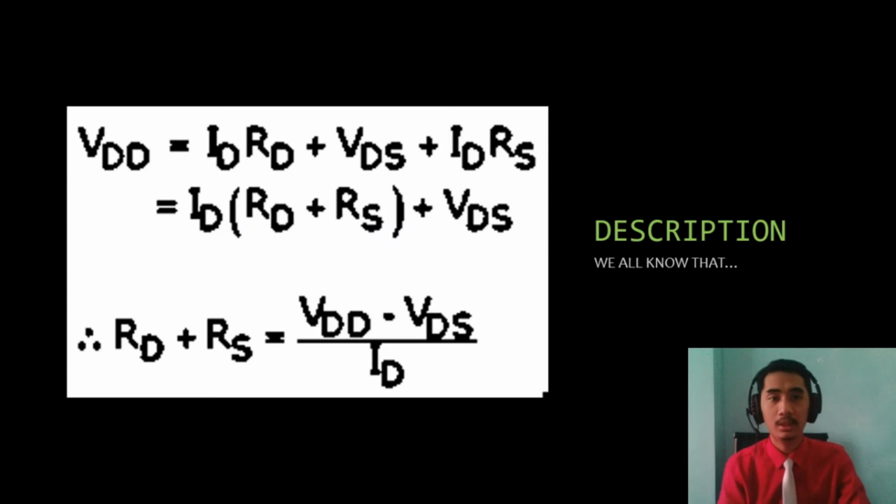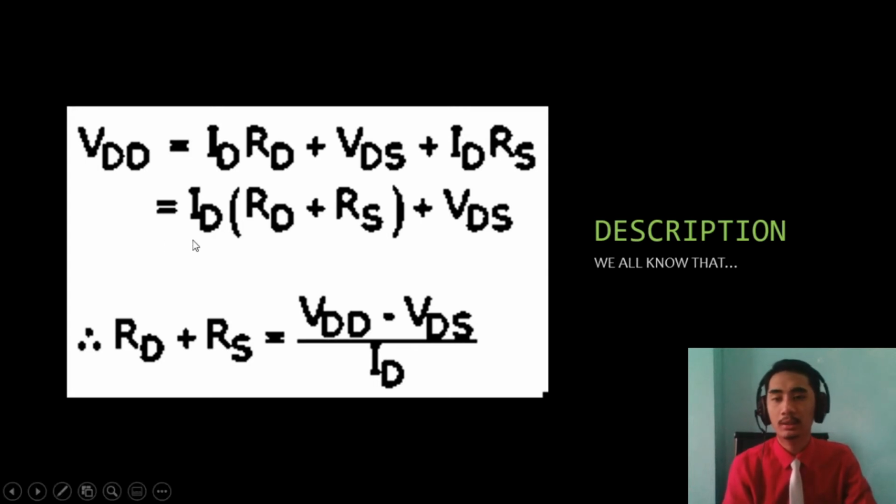We also have this formula. V sub dd is equal to I sub d R sub d plus V sub ds plus I sub d R sub s, which will be equal to I sub d quantity R sub d plus R sub s plus V sub ds. Therefore, we have R sub d plus R sub s equal to V sub dd minus V sub ds over I sub d.